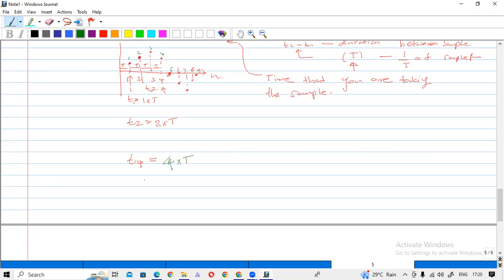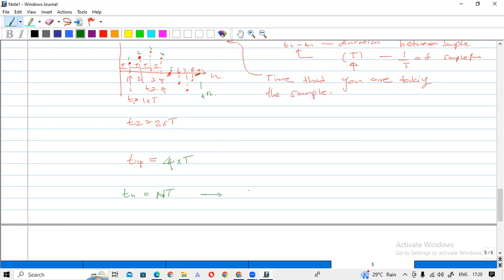Now let's say that you need to find the nth sample time. Let's say that it is Tn. What is the value? The sample number is n. So what is the value? That should be nT.